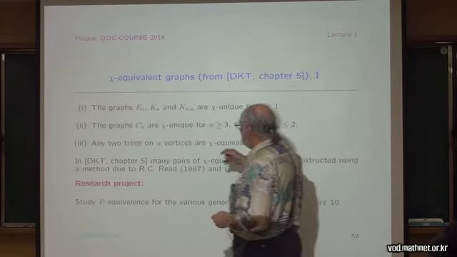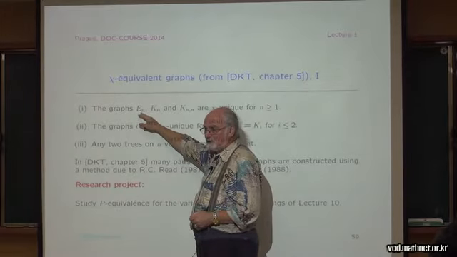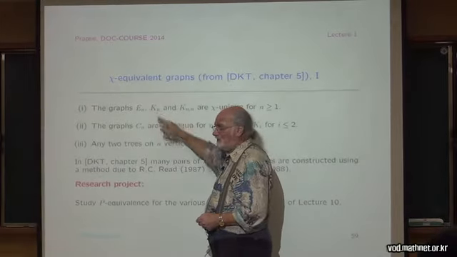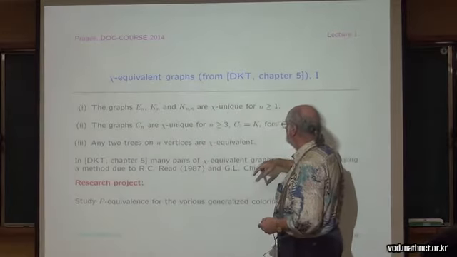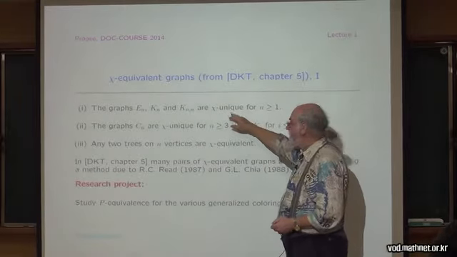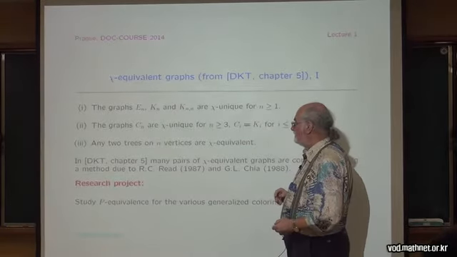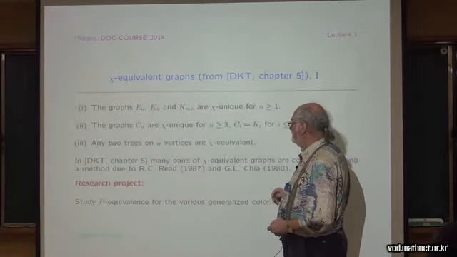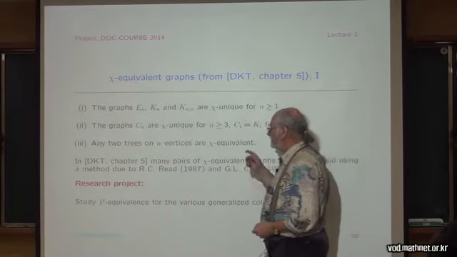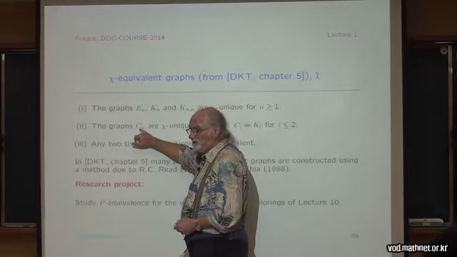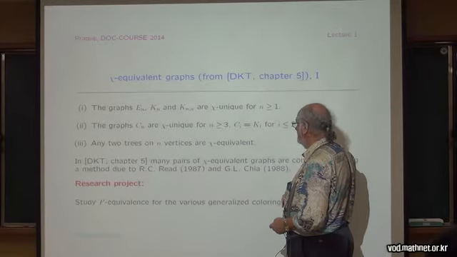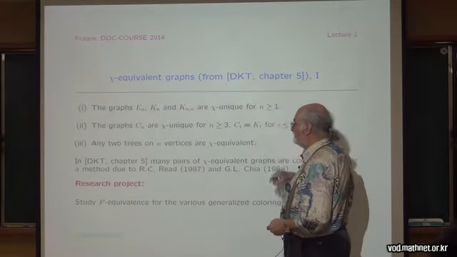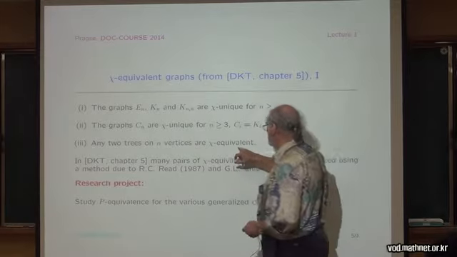Okay. But here is a theorem. E_n is the graph on n vertices without edges. K_n is the clique with n vertices. K_{n,n} is the complete bipartite graph. And they are all chi-unique for n bigger than or equal to 1. So here is something funny happening. If you take the cycles, then they are chi-unique for n bigger than 3. And obviously, if they are smaller, they happen to be the cliques. Any two trees on n vertices are chi-equivalent.